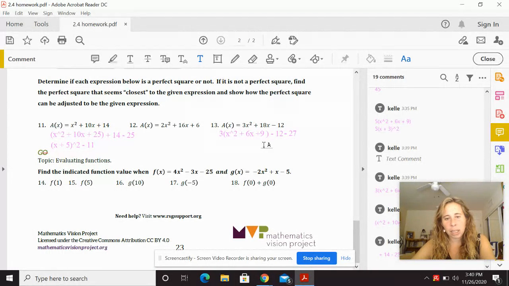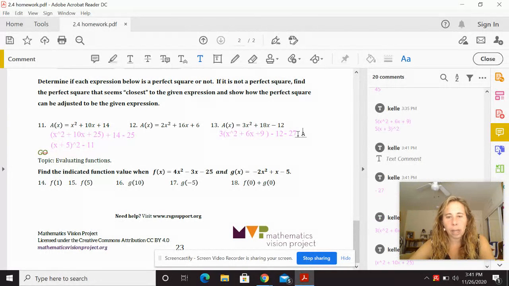Because I can't just add this into my equation. You can't just throw things into a math equation. That's not how it works. You have to stay balanced. So 3 times 9 is 27. Really I've added 27 into my equation, which is why I need to subtract it out over here.